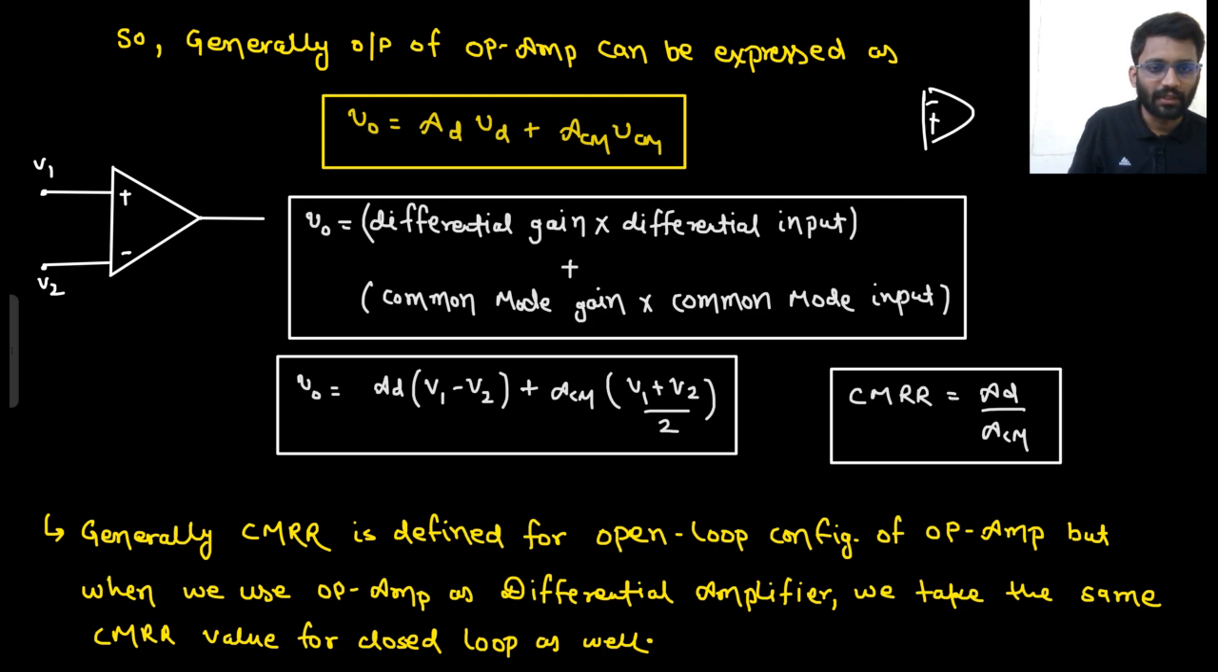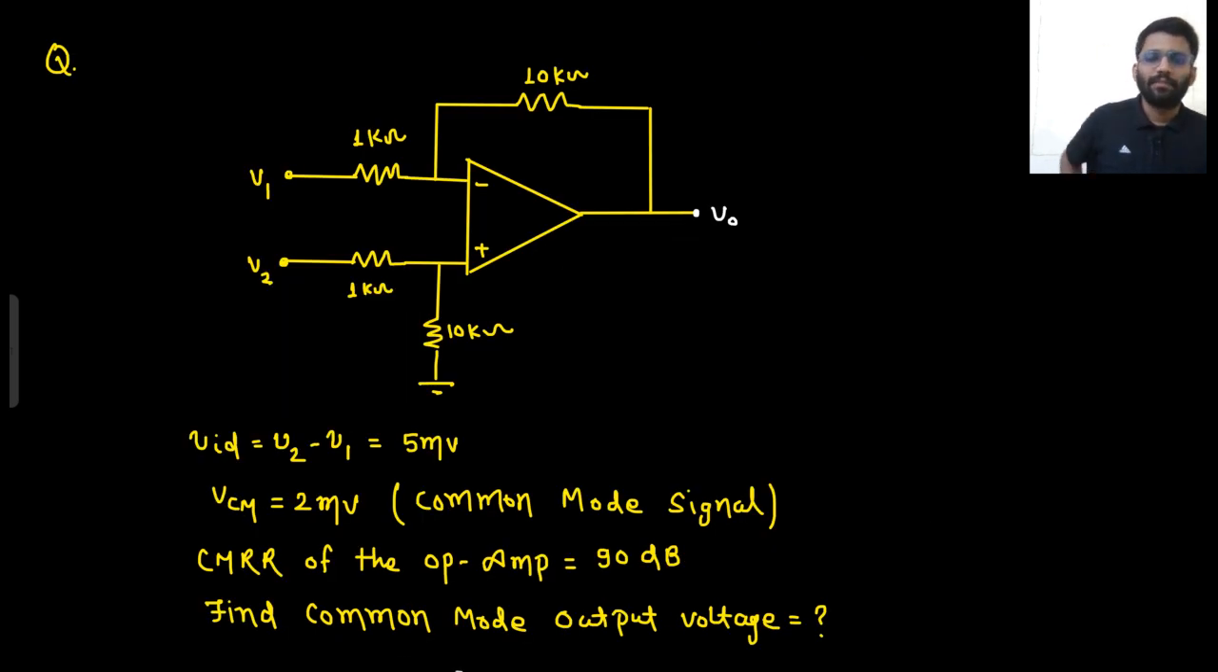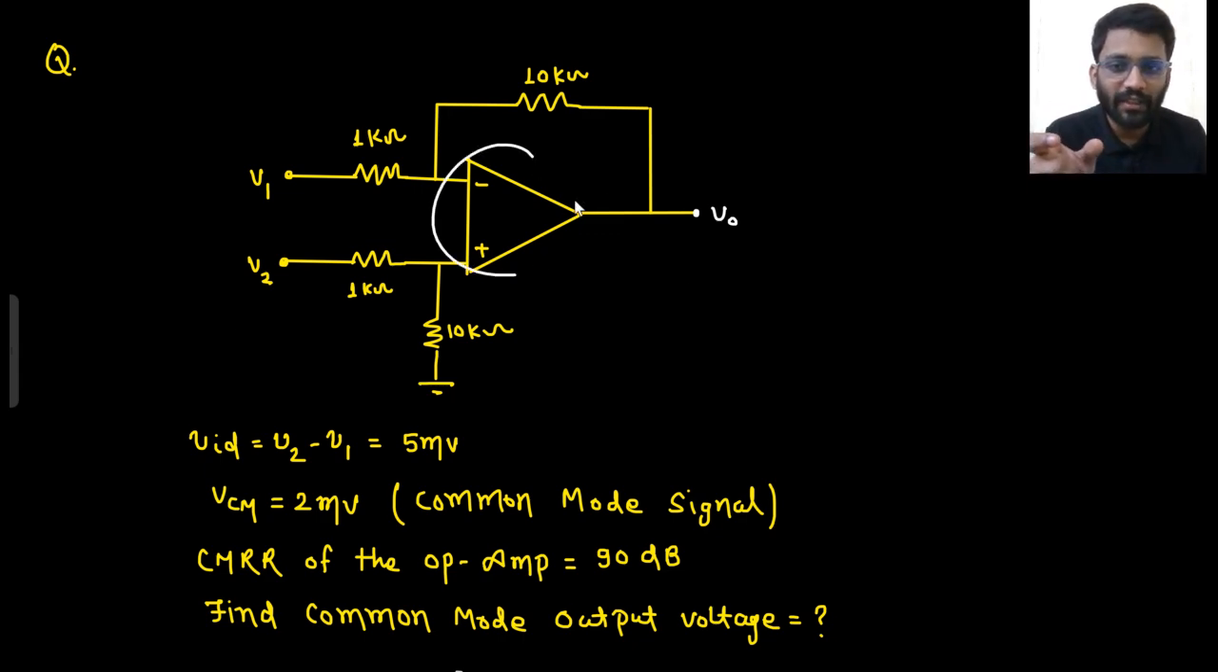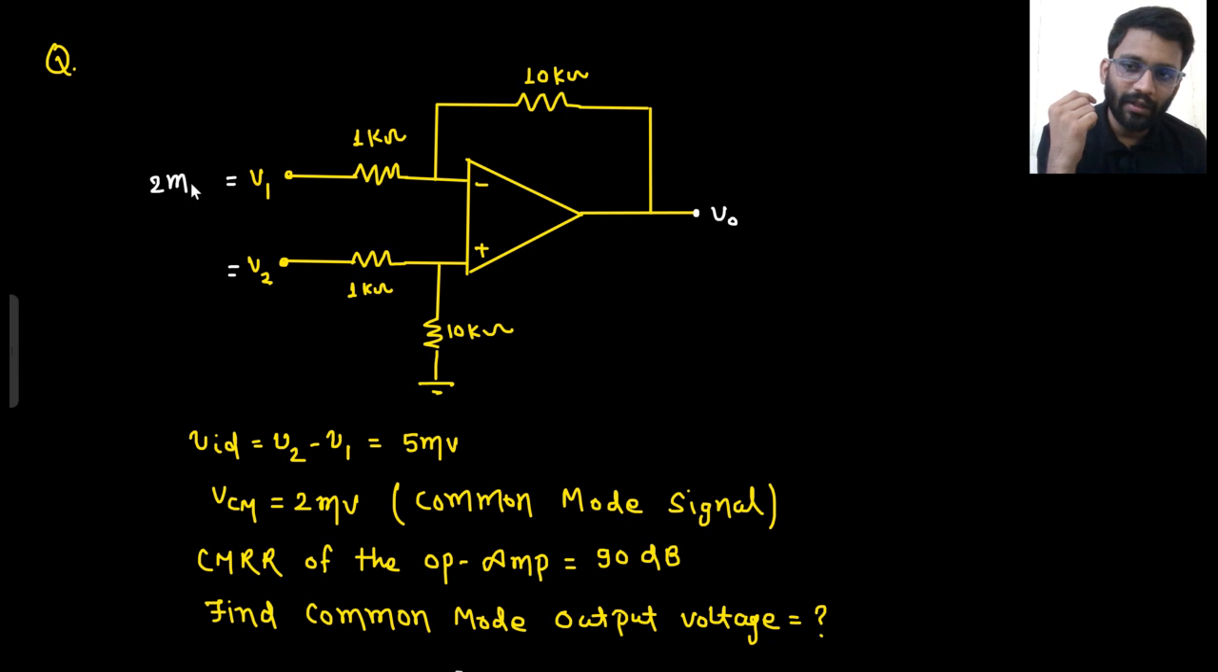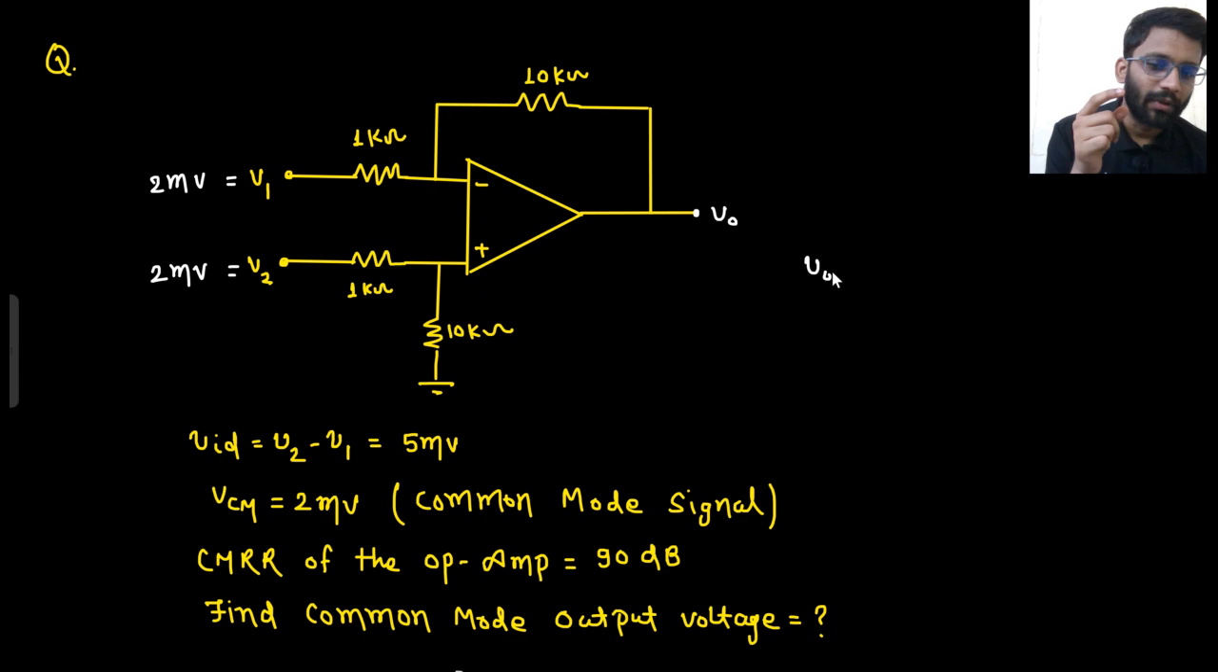So let's see the questions now. First question we will take. You are given differential input, the common mode configuration, VCM, the common mode input. At both of the terminals 2 millivolt and 2 millivolt is applied. CMRR of the OpAmp is given, that is 90 dB. You need to find the common mode output voltage if you are applying 2 millivolt and 2 millivolt here.